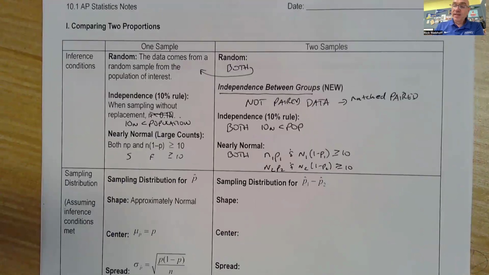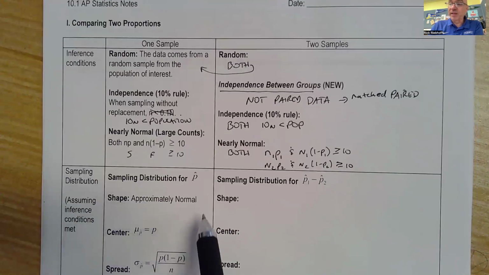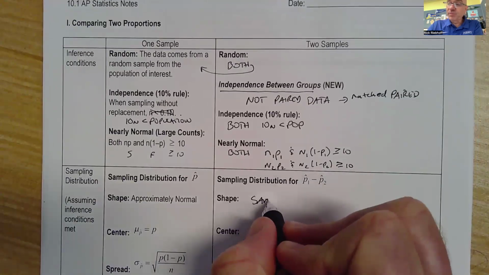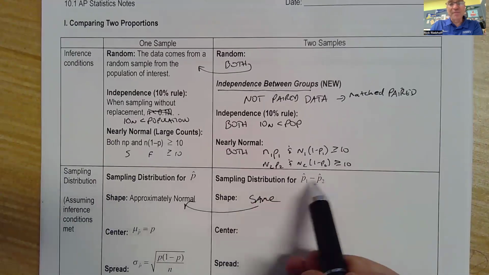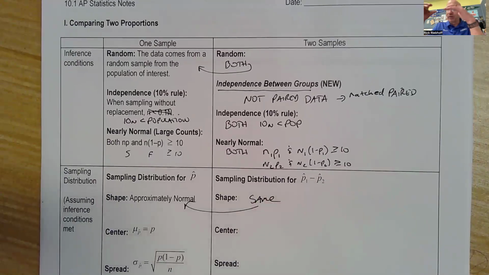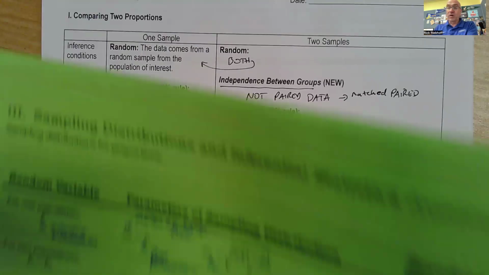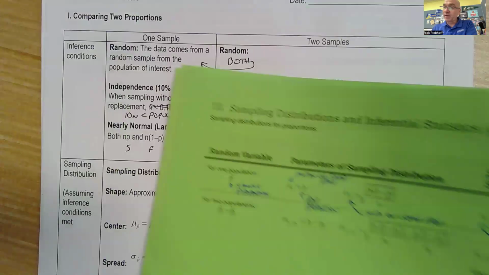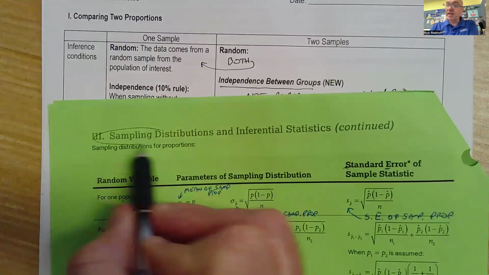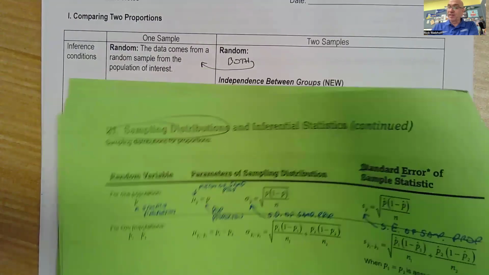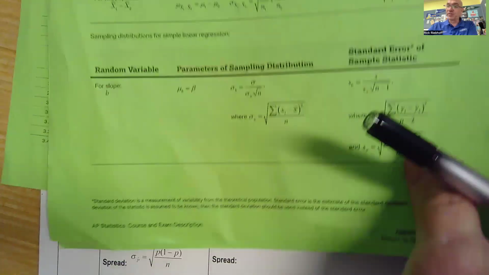Cool. All right. Sampling distribution, shape approximately normal. Same over here: when we subtract them, they should be approximately normal. Sometimes you get a little something, but as sample size increases, we get a fairly normal sampling distribution. The center, and I'm going to bring out our beautiful green sheet right here. Again, they have an entire page devoted to sampling distributions.